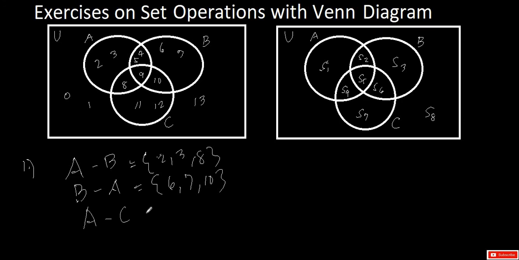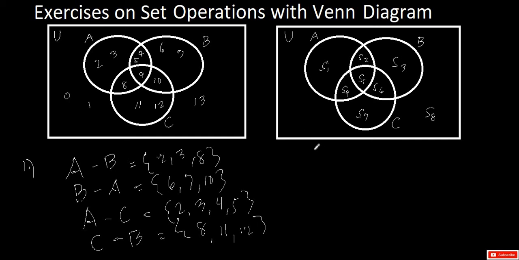What about A minus C? What are these regions? S sub 1 and S sub 2. So what are the elements that belong to S sub 1 and S sub 2 here? In the given diagram, we have 2, 3, 4, and 5. What about C minus B? Okay, C but not B. What are the regions that belong to C but not in B? So these are S sub 4 and S sub 7. So therefore the elements are 8, 11, and 12.